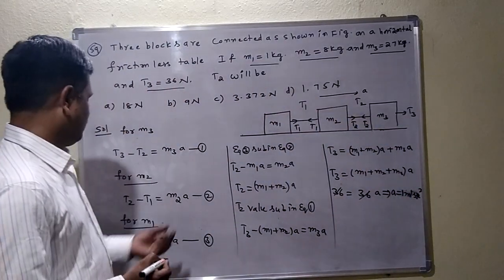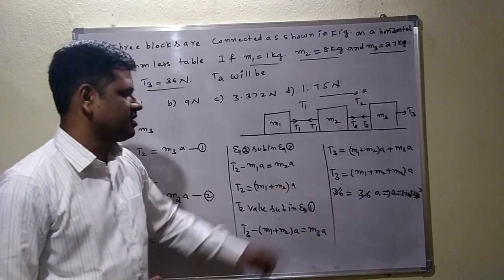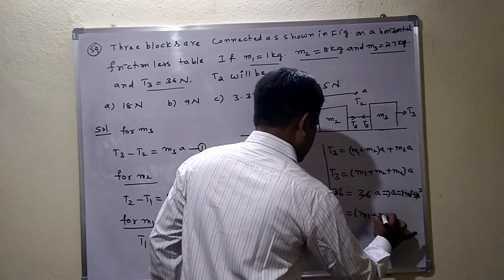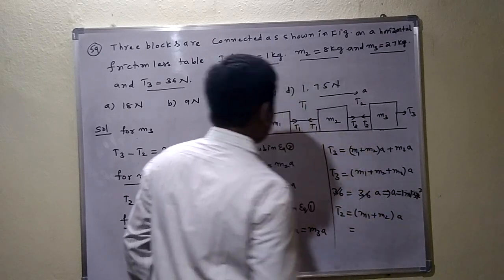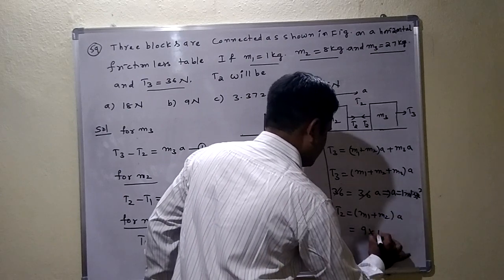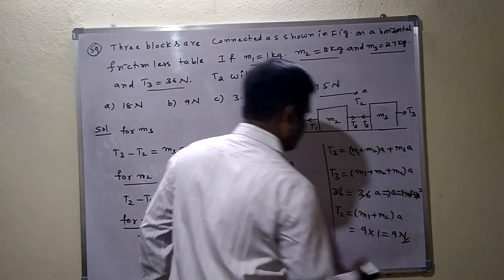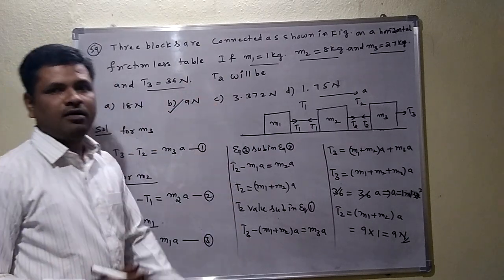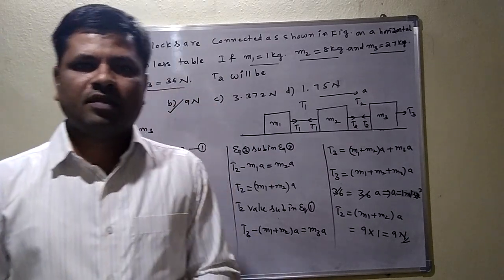Here we need T2. T2 is equal to (M1 plus M2) into A. M1 is equal to 1 and M2 is equal to 8, so 1 plus 8 is equal to 9. Acceleration is 1, so how many newtons do we get? 9 newtons. Which option is correct here? B option is correct. Okay, thank you.